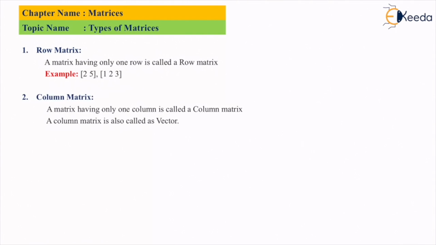Now, what is a column matrix? Similarly, any matrix which has a single column is called a column matrix. Now guys, a column matrix is also called a vector, and we'll see this when we learn the concept of linearly dependent and independent vectors. So a column matrix is also called a vector.